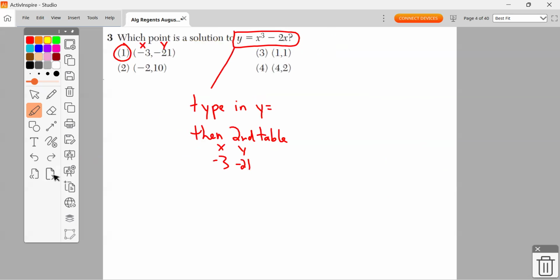In question number three, which point is a solution to this? The easiest way to do that is to type it into your y equals, hit second and table, and take a look at the table. Remember, all points are written x comma y. So when you hit table and you scroll up in the table to -3, you'll see that the y value is -21. None of these other points will show up on the table.